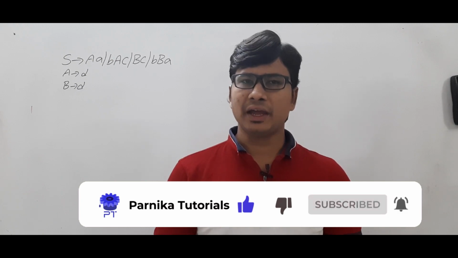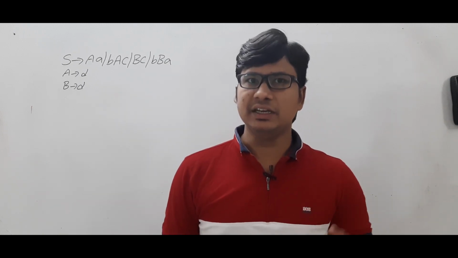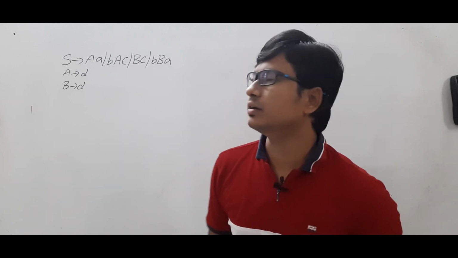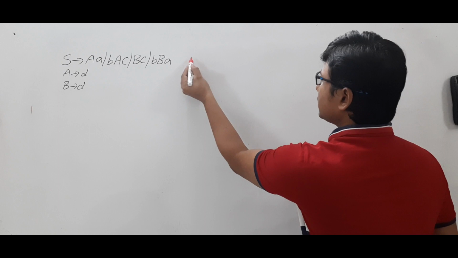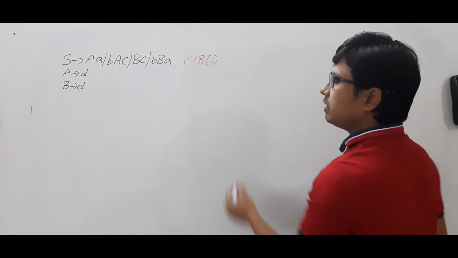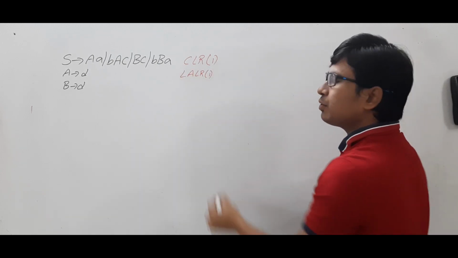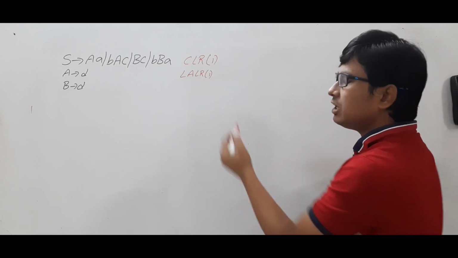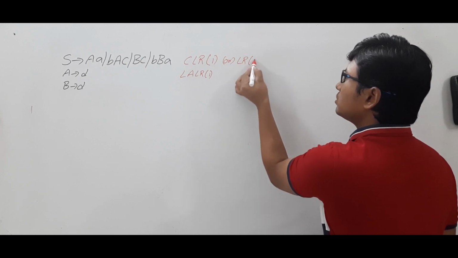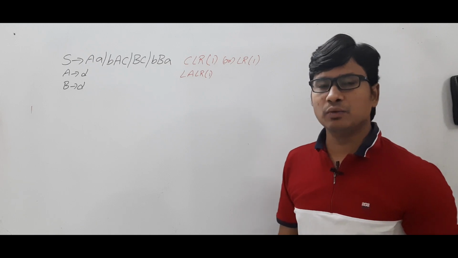In this video, I have taken one grammar and I want to check whether this grammar is CLR1 or not. Then I want to check whether it is LALR1 or not. Okay, so what are the things I want to check? Whether it is CLR1 or not, and then whether it is LALR1 or not. Now remember one more important point. CLR1 parser can also be called LR1 parser. Is it clear? We can call it LR1 or CLR1 parser.